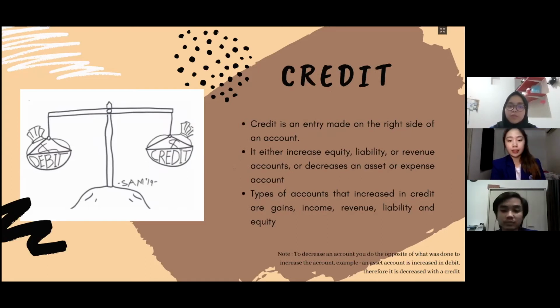Next, credit is an entry made on the right side of an account. It either increases equity, liability, or revenue accounts, the opposite of debit, or decreases an asset or expense account. Types of accounts that are increased in credit are gains, income, revenue, liability, and equity.